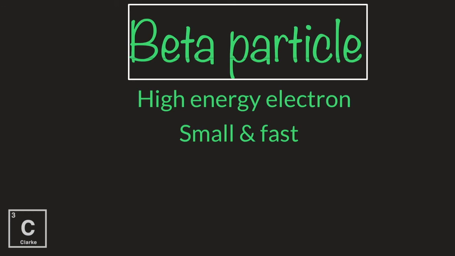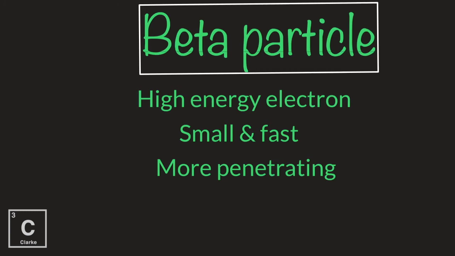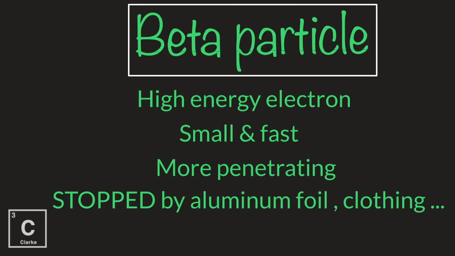Now, it's a high energy electron. We know electrons are teeny, teeny, tiny. And since it's so tiny, it's also very fast. And if it's very small and very fast, it has a higher penetrating power. So it is more penetrating than alpha, meaning it is more dangerous than alpha. It can be stopped by aluminum foil, clothing. A beta particle is more dangerous than an alpha particle. Also, still considered to be ionizing.